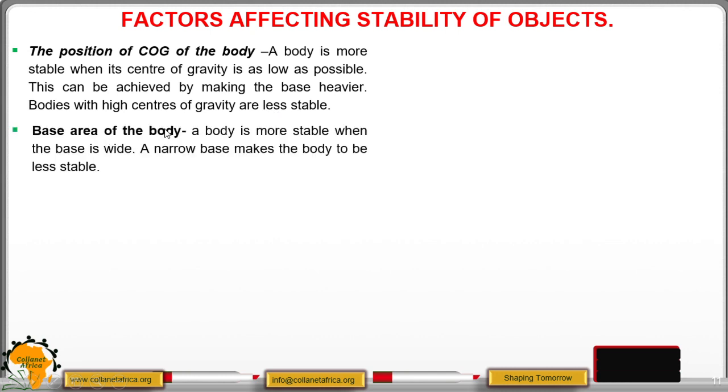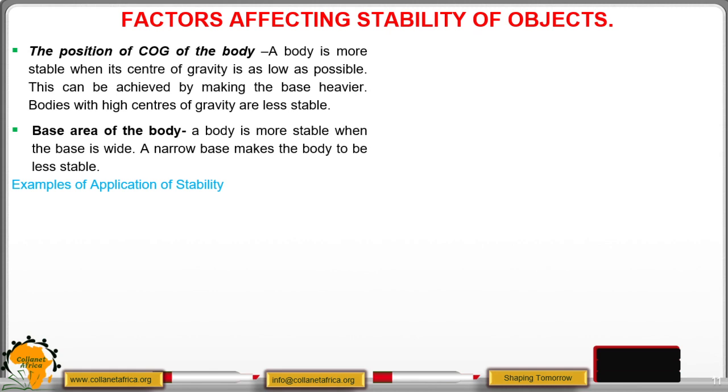Base area of the body. A body is more stable when the base is wide. A narrow base makes the body less stable. So those are the two factors which will affect the stability of an object.